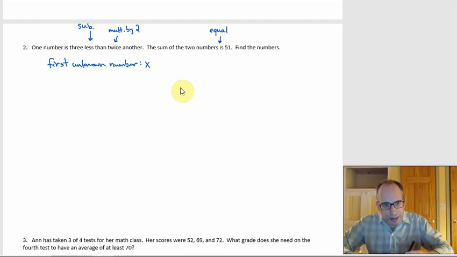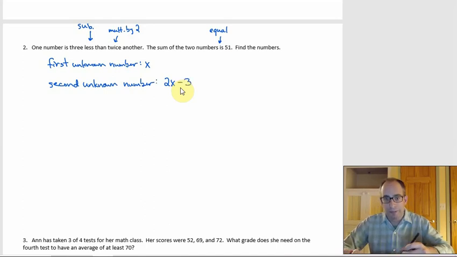And then the second, and this is where we're going to use the first sentence, because one of these can be written in terms of the other. So this is where I'm going to do it. So the second unknown number, so 3 less than twice this first unknown. So then that would be twice x, right? So 2x, and then minus 3, because it's 3 less.